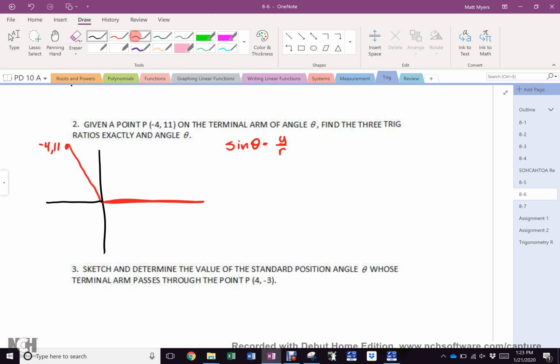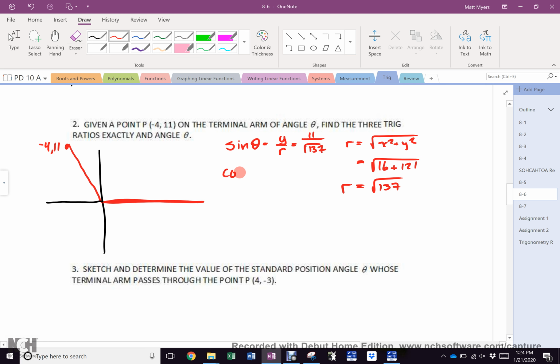How do we find r? Square root of x squared plus y squared. What is x squared? Negative 4 squared, 16. What is 11 squared? 121. So it's the square root of 137, yes? Now we're not going to do that. This is r. So what is the sine of theta? 11 over root 137.